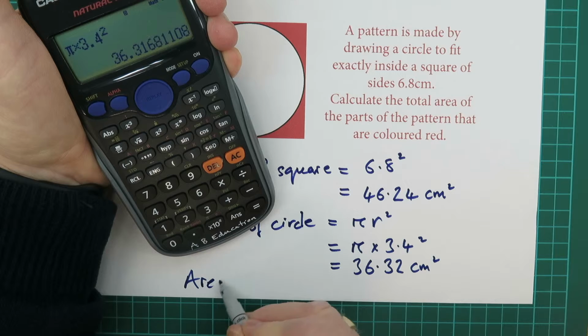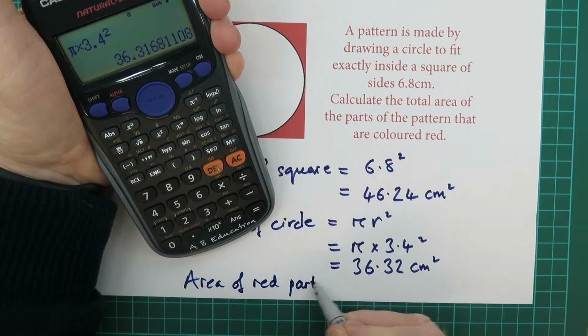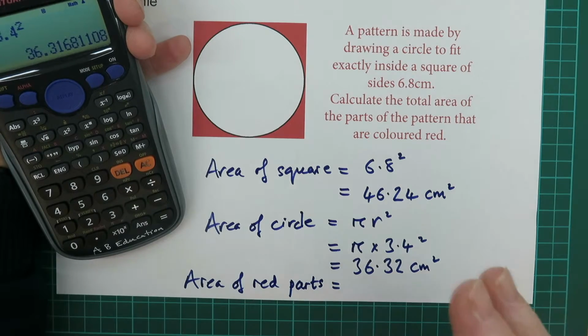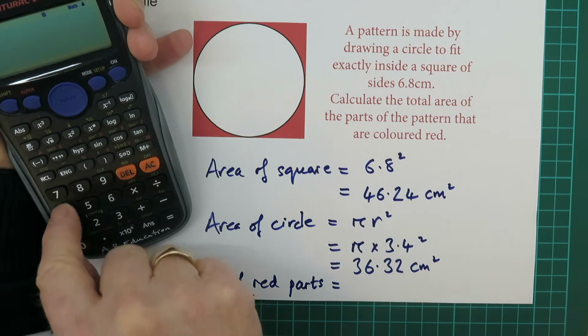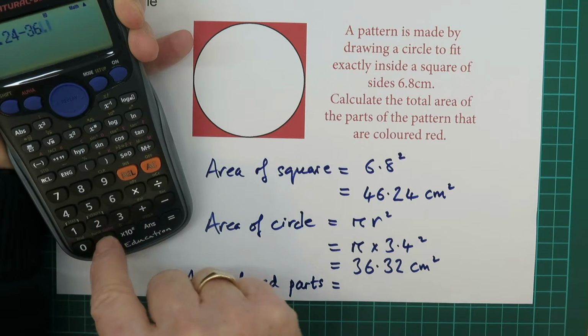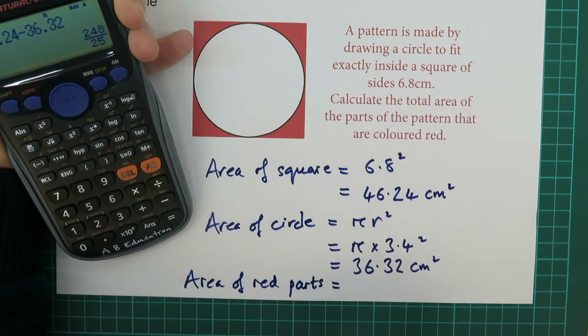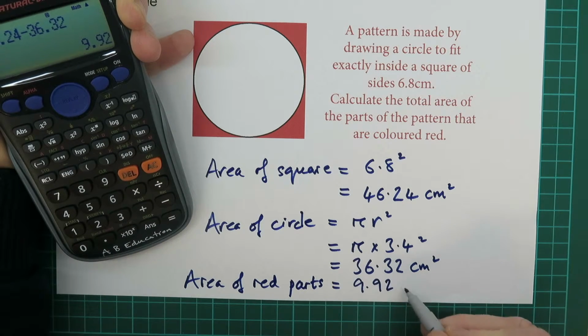So the area of the red parts will be the area of the square, take away the area of the circle. So we need 46.24, subtract 36.32, and we'll get 9.92 square centimetres.